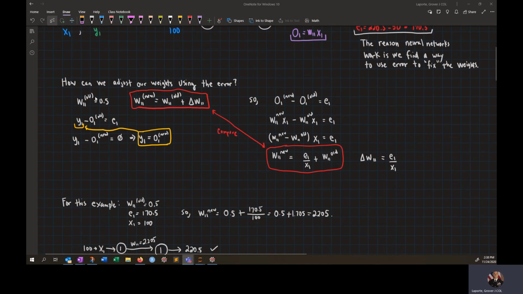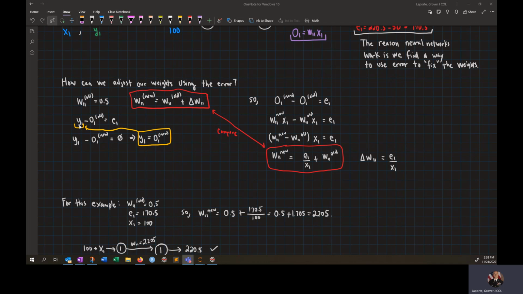So the question is, how are you going to do that? Well, right now I'm calling it W11 old, because I know I need to adjust it. And I'm going to say that in general, W11 new is going to equal W11 old plus some delta. I don't know what that delta is, but that's our job to figure out. I want to know a good method of adjusting our weights in order to make our model good.